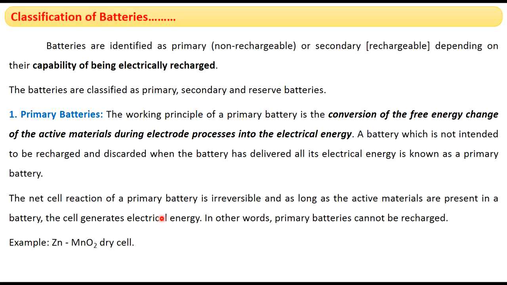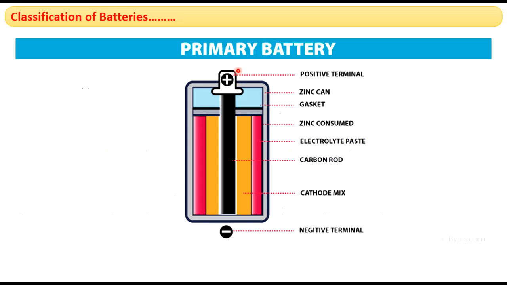Those batteries are called primary batteries. An example is the zinc MnO2 manganese dioxide dry cell. It is also called a zinc carbon battery. This is a primary battery.